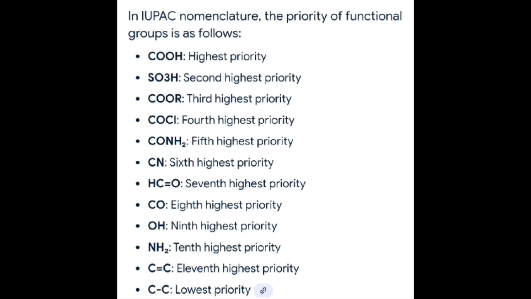Then the second highest priority is given to SO3H. The third highest priority is given to the COOR group, and similarly the others. Make sure you learn the priority order of the functional groups. This plays a very important role while numbering the carbon atoms in the hydrocarbon chain. And always make sure that the carbon that is attached to the functional group is assigned the lowest number. Examples will be discussed in the next session.